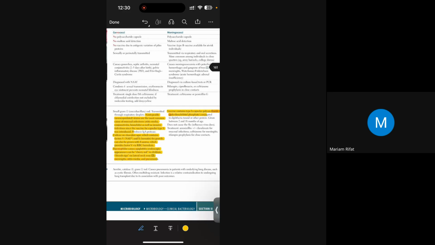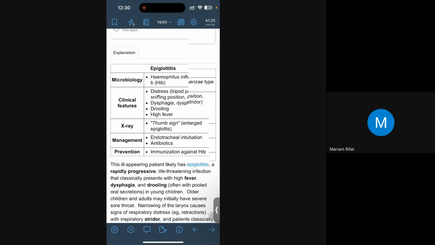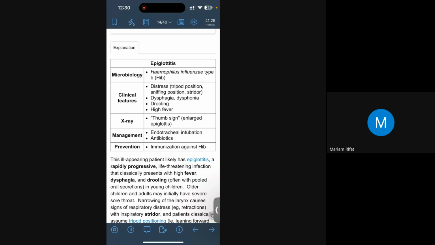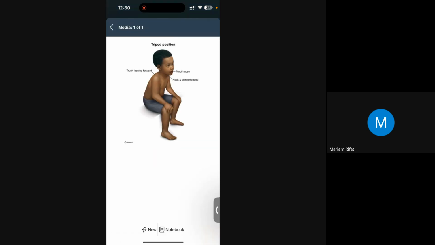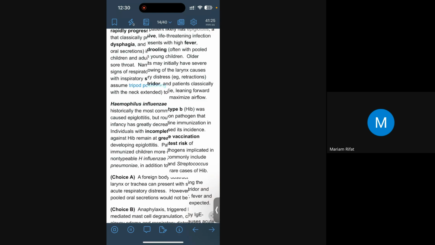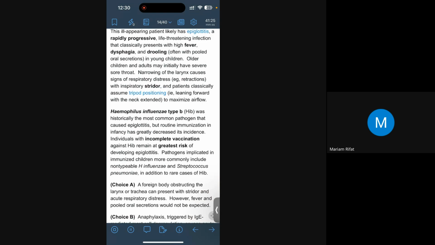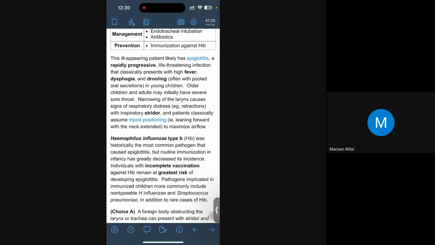Okay, let's move on to the vaccination series. Drooling, high fever, rapidly progressive dysphagia, stridor, tripod positioning. This is called the tripod positioning: trunk leaning forward, mouth open, neck and chin extended. In this way the patient is able to keep the trachea open. That's why he will extend his neck. Unvaccinated individuals are at greater risk of developing epiglottitis.